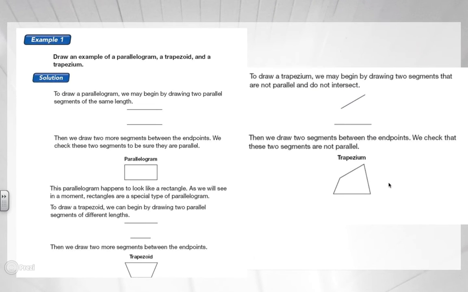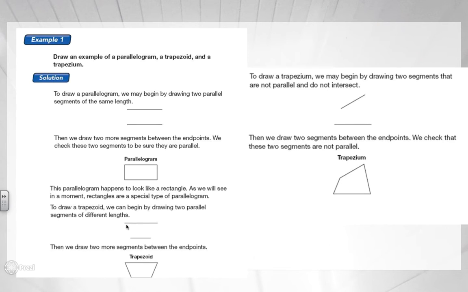So let's look at our first example. We're going to draw a parallelogram, a trapezoid, and a trapezium. To draw a parallelogram, begin by drawing two parallel segments of the same length. Then we draw two more at the endpoints, and you just have to make sure they're parallel. So now we have two pairs of parallel sides. That's a parallelogram, but it also looks like a rectangle. Rectangles are actually a special type of parallelogram.